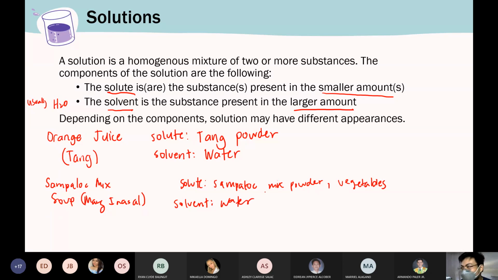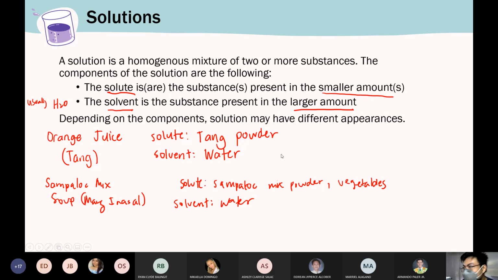So that's why in chemistry we say na the universal solvent is indeed water, no? Because it is used in our everyday life. Even in our body, we have water as a media for transporting molecules or ions in the body. And even blood, may water din doon, okay? So, ganun. So, hopefully clear tayo about the components of the solution.